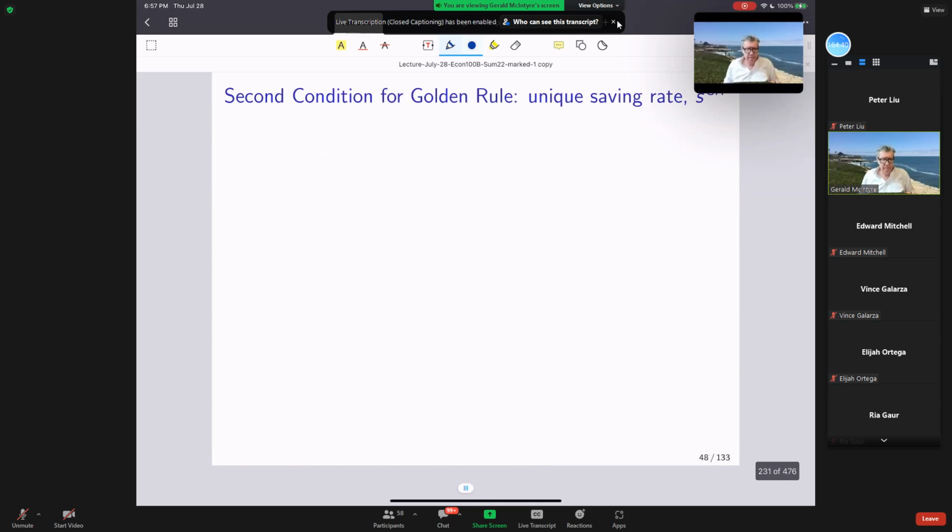There's a second condition. I have these slides out of order. There's a second condition to generate the golden rule, and that is a very special and unique savings rate. A savings rate that will take you right into the golden rule. Only one on the whole map, on the whole graph. All right, and we're going to calculate it.